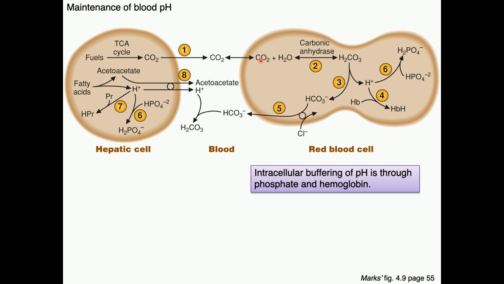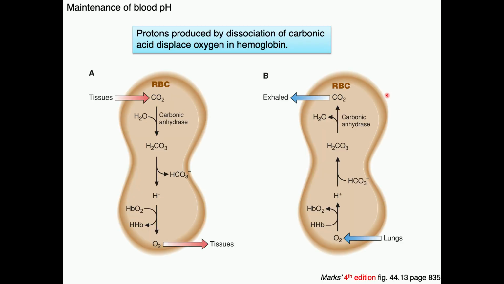Okay, so extracellular buffering is by bicarbonate. Intracellular pH buffering is through protein and phosphate. Okay, so let's look at this in the context of breathing, right? Because red blood cells don't just stay in the tissue and pick up carbon dioxide. They go from the tissues to the lungs and back and forth. So in the tissues, this is where the carbon dioxide is going to be produced, right? A respiring cell is going to be generating carbon dioxide.